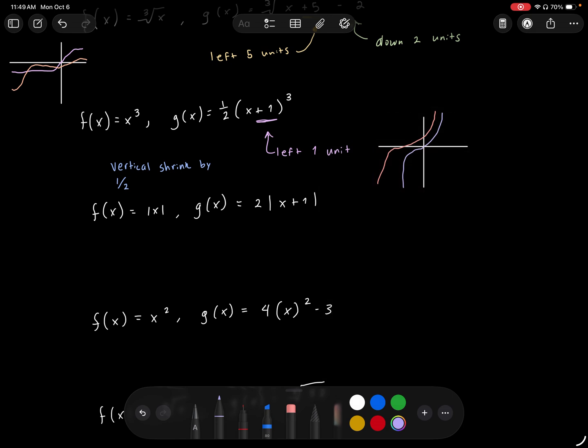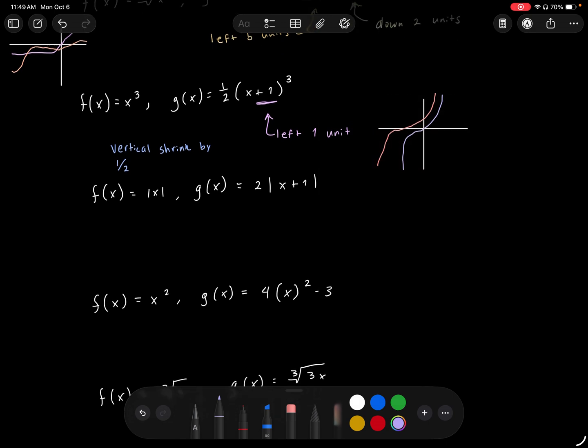For this one, number 5, this is the plus 1 once again. So the plus 1 is moving it to the left 1 unit, and that 2 in front of it is doubling every y value, so it stretches vertically. So it's a vertical stretch by a factor of 2 and a horizontal shift left 1 unit.